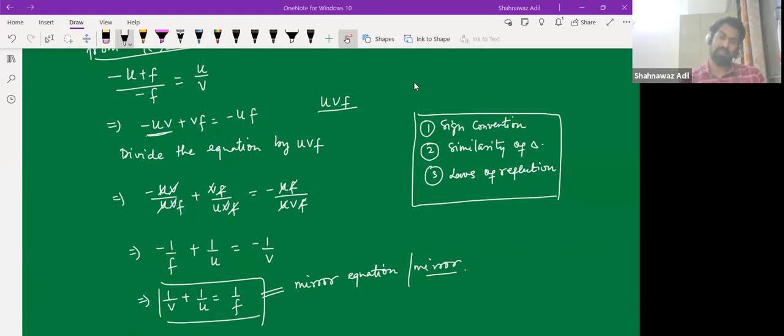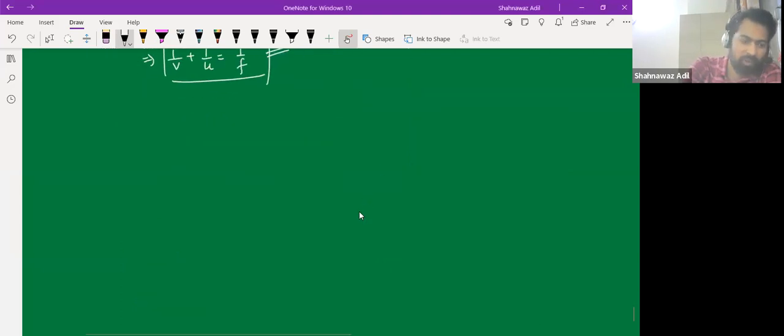Again, you guys have to remember the triangles because in optics, in ray diagrams, these triangles are very handy. So you have to remember all those properties of the triangles. Do you guys note it down? Yes, sir.